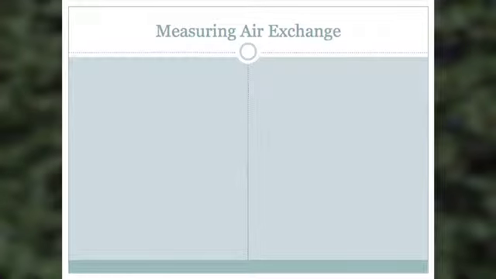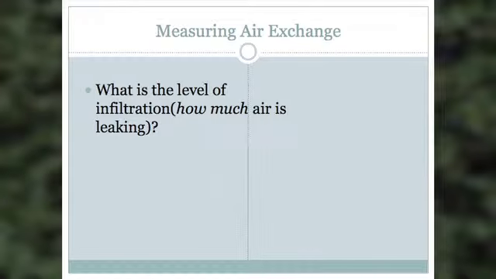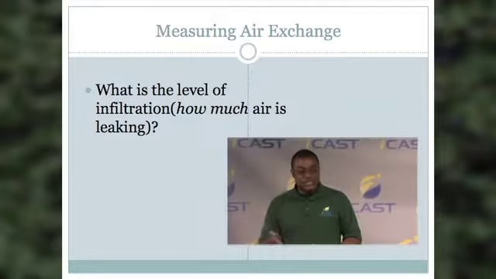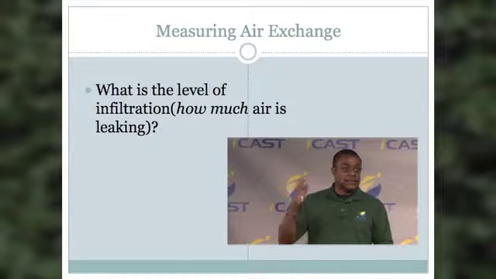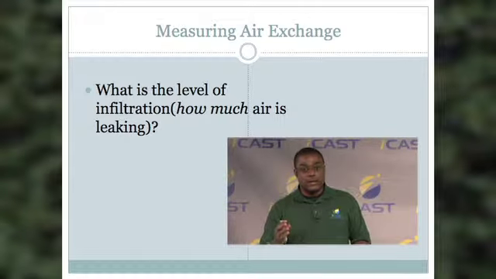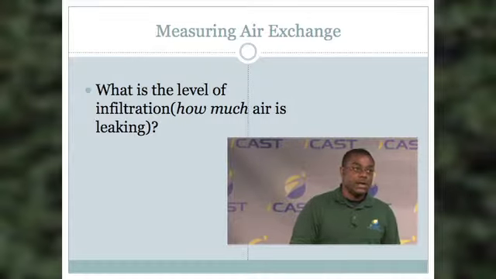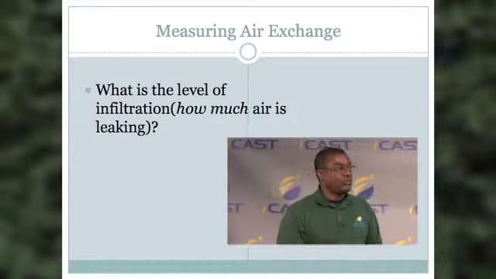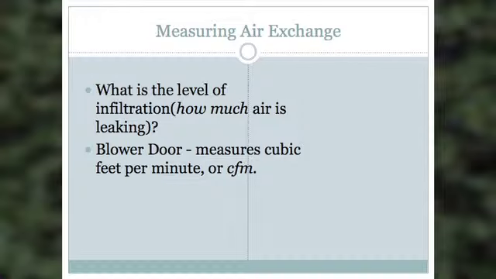Let's talk about measuring air exchange. If I say that I ran a test on your house and your house is leaking 2,200 CFM of air, what does that mean to you? That information on its own is not valuable because it's only valuable relative to the volume of your house.